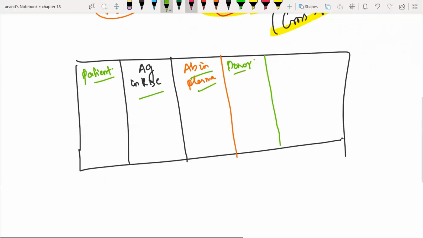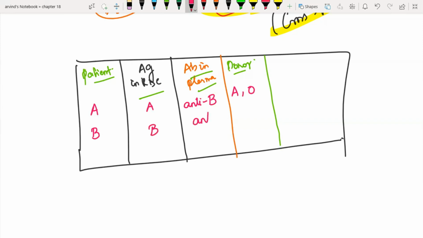Now, if suppose a patient comes with an A blood group, he will have obviously A antigen. And what is the antibody that can be present? According to Landsteiner's first law, anti-A cannot be present. According to Landsteiner's second law, anti-B can be present. Then donor can be either A blood group or O blood group. Next, coming on to, if a patient has B blood group, antigen will be B, antibody will be anti-A, donor can be B and O.